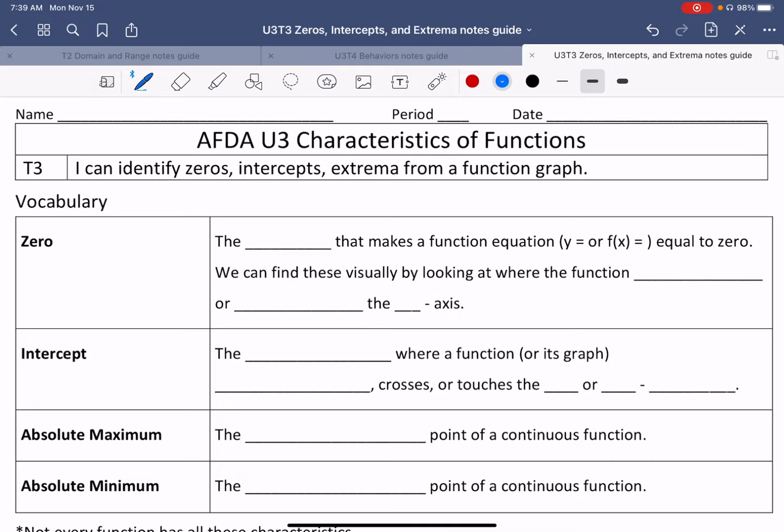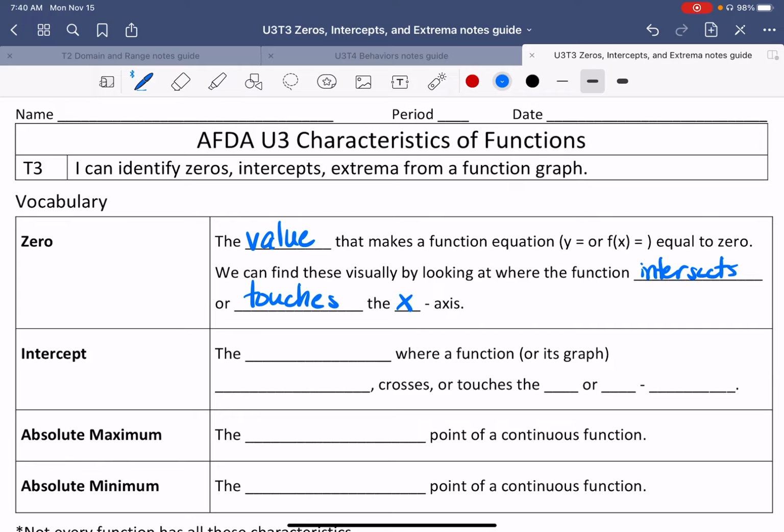So the first one, zero. The zero identifies the value that makes a function equation, whether it be y equals or f of x equals, equal to 0. We can find these visually by looking at where the function intersects or touches the x-axis.